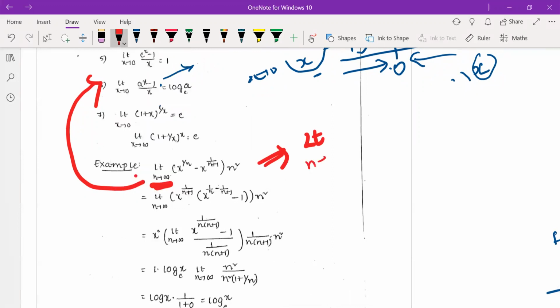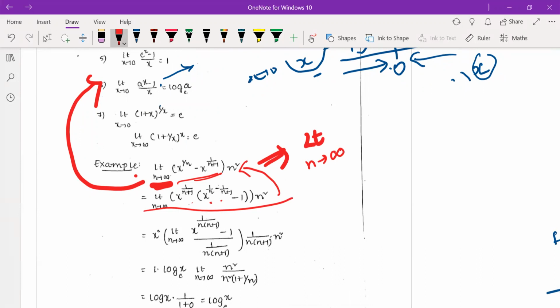Limit n tends to infinity. We'll take x power 1 by n out of this. So when you take x power 1 by n plus 1 common, this will become x power 1 by n minus 1 by n plus 1. Let me try to elaborate this one. This looks similar to this one. So x power 1 by n plus 1 common, that is x power 1 by n minus 1 by n plus 1, minus of 1 into n square. N square is a constant.